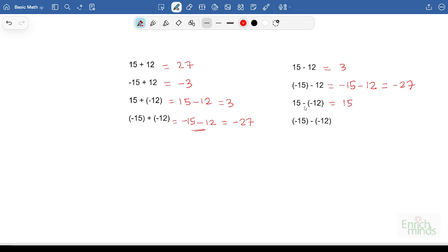15, take away a negative number. Taking away a negative number is as good as adding the number to it. So 15 plus 12 is 27. Minus 15, take away negative 12. It's again minus 15, you're adding 12 to it. So you're moving forward 12 steps from negative 15. You will land at negative 3.